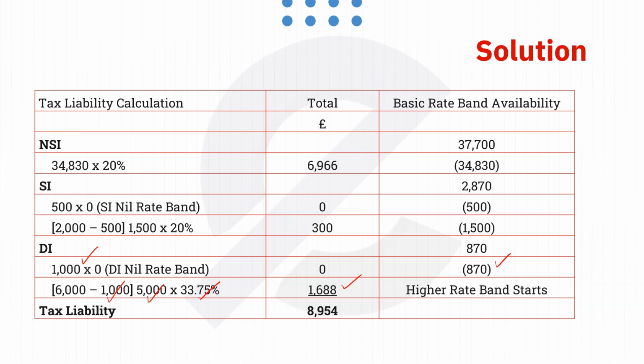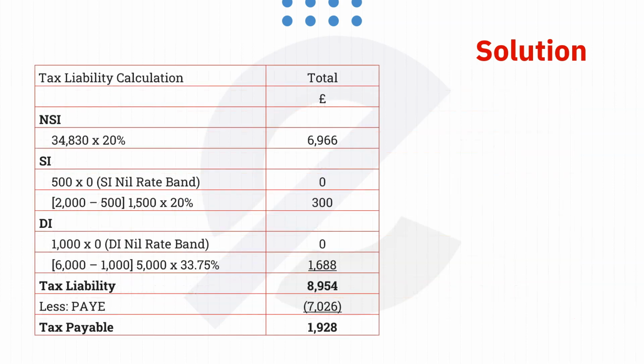The total tax liability for Joe for the tax year amounts to £8,954. Since Joe had already paid £7,026 to HMRC under the pay-as-you-earn scheme, he will adjust that amount against the liability of £8,954 to work out what actually needs to be paid. The tax payable amount comes to £1,928, and this needs to be handed over to the tax authorities. Of course, if Joe did not have any tax already deducted at source, then he would be required to hand over the entire £8,954 to HMRC.